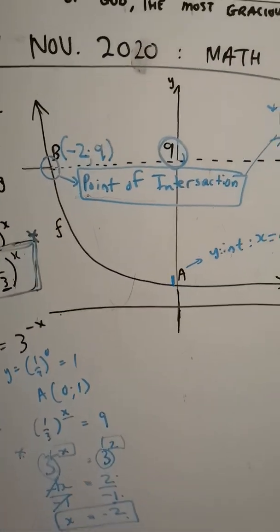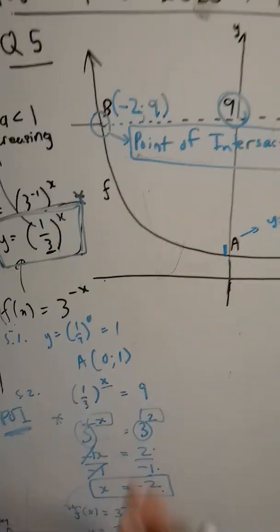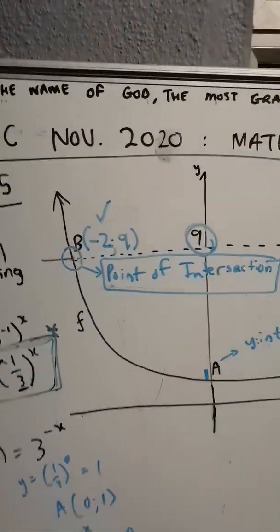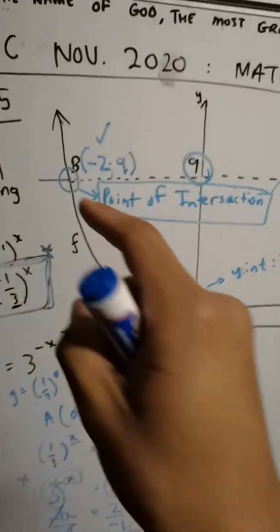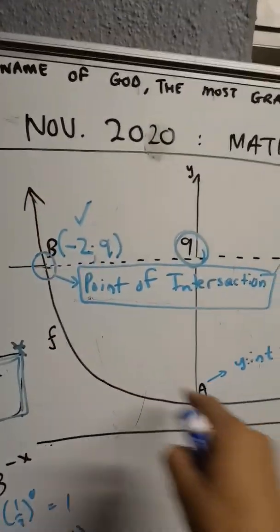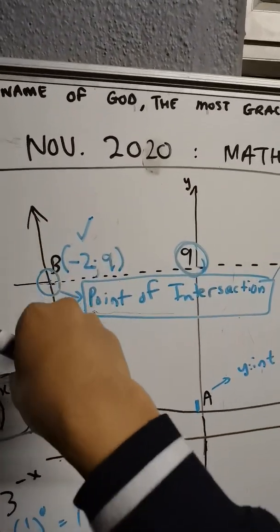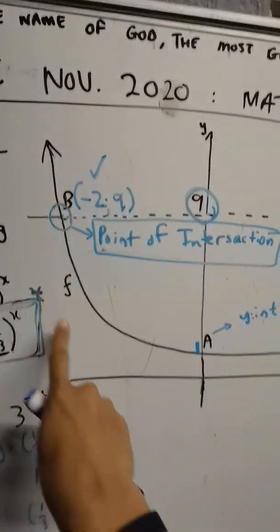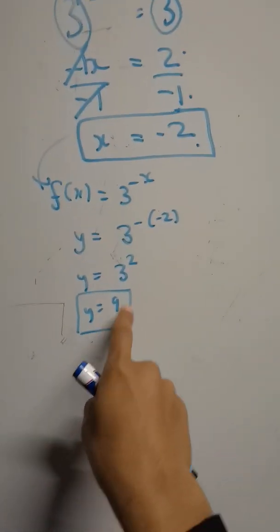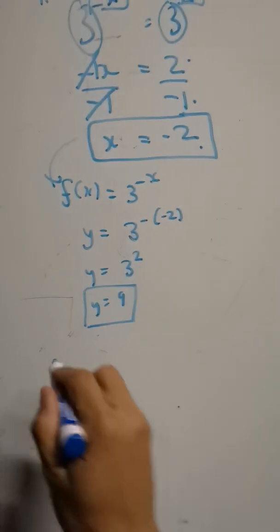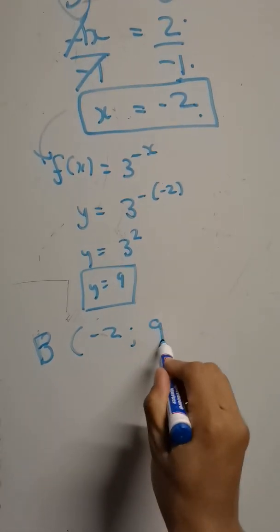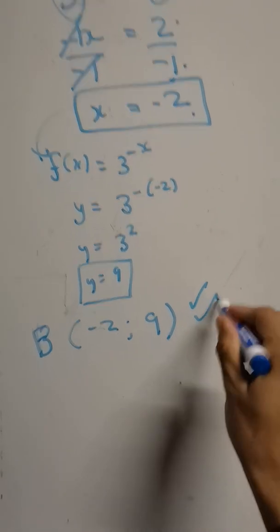But if you couldn't do it via inspection and you got the x value and you want the y value, remember you would then substitute the x value into any graph to get the corresponding y value. In this case, we substituted the x value in the exponential graph to get the corresponding y value, and we found out that it's 9. So therefore the coordinates of B are negative 2 and 9. So you put that in for the examiner.